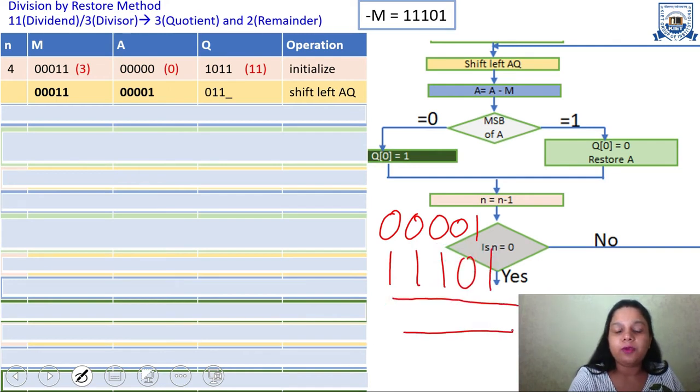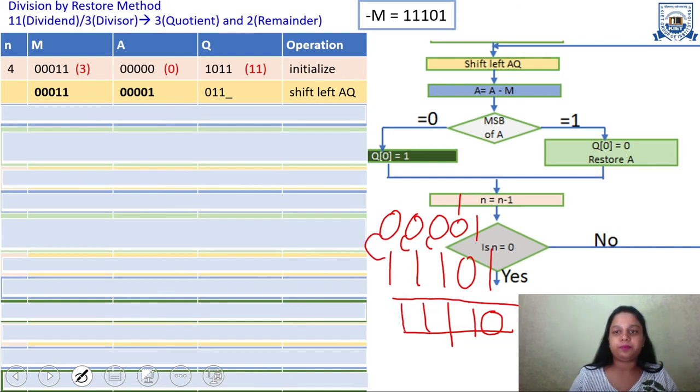What is the value of 1 plus 1? 1 plus 1 is 2, and 2's binary value is 10. So 0 will be written over here and 1 will be written here. 1 plus 0 is 1 and 1 plus 0 is 1. So answer here will be 1. Now here 0 plus 1 is 1. Similarly 0 plus 1 is 1, and similarly 0 plus 1 is 1.